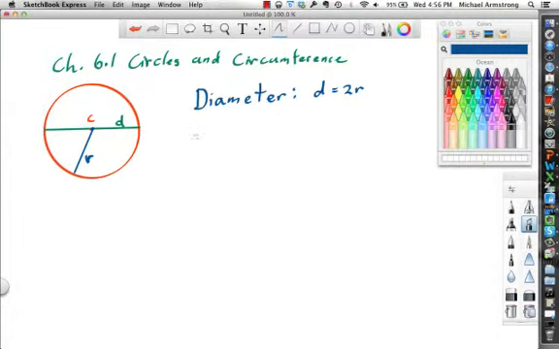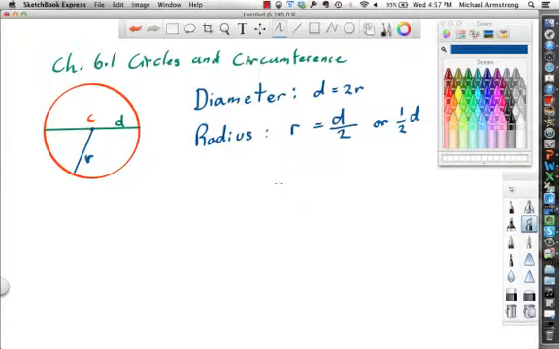The radius, we can see that it's half of the diameter, so it can be written as the radius is equal to diameter over 2. So here's two little formulas. The diameter is D equals 2 times R, and R for radius is D divided by 2. Or you could say 1/2 times diameter. 1/2 diameter equals radius. All right, hopefully that makes sense to you.